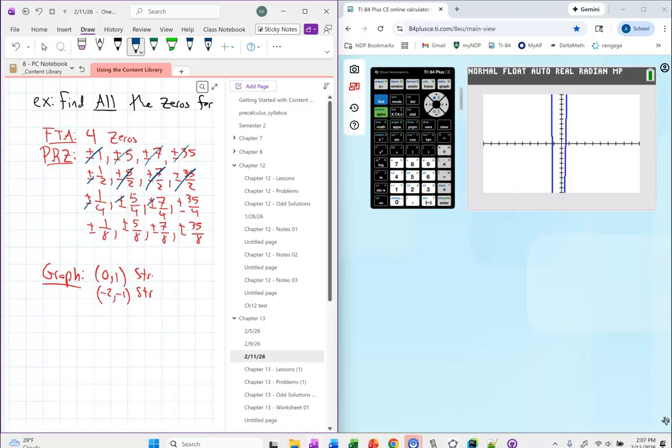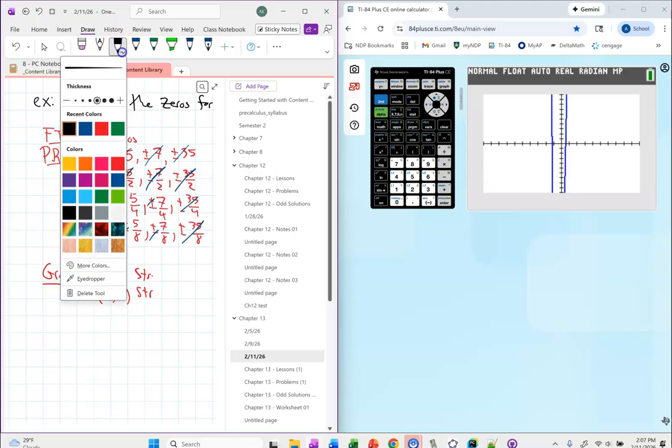1.75, not positive, but could be negative. This guy's too big and too small. This guy could be the positive end. This guy could be the positive end. That guy could be the positive end. That guy is too small for each.